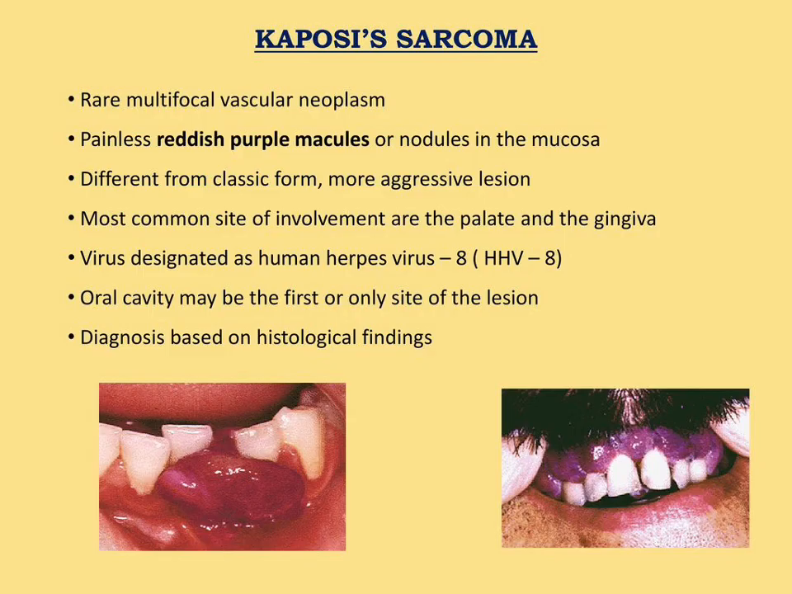Next one is Kaposi sarcoma. It is a rare multifocal vascular neoplasm. Painless reddish purple macules or nodules are observed in the mucosa. It differs from the classic form and is a more aggressive lesion. The most common sites of involvement are the palate and the gingiva. The virus is designated human herpes virus 8. The oral cavity may be the first or only site of the lesion. It is diagnosed based on histological findings.